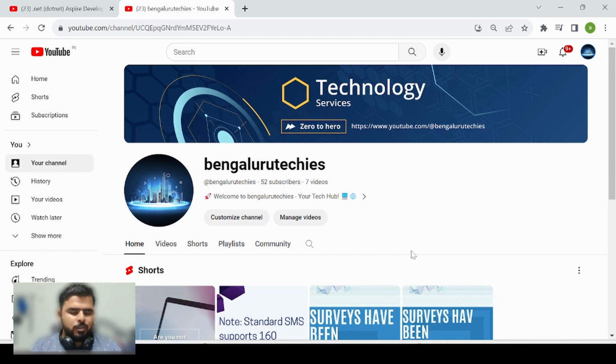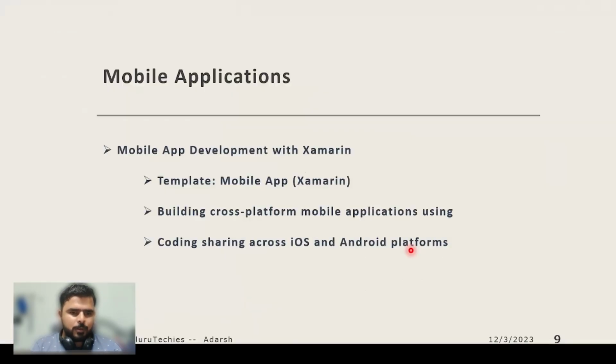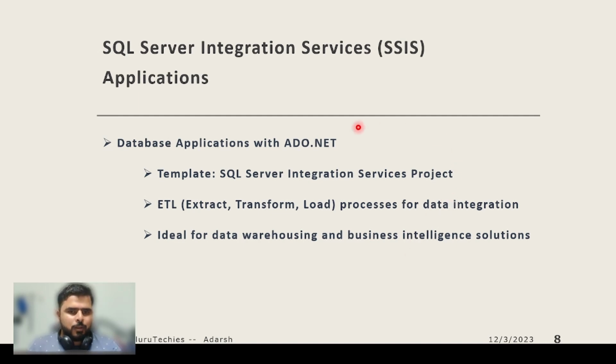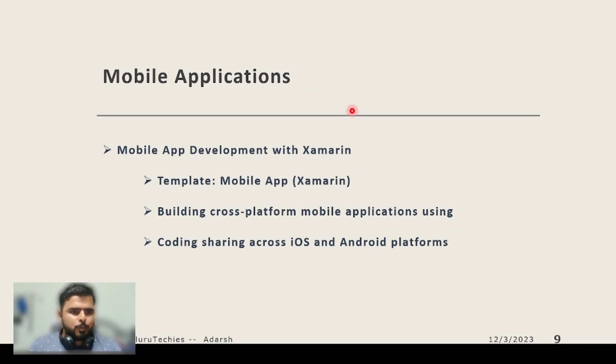In this part 2, we'll be continuing on exploring the capabilities of .NET and how this can help us to increase our productivity. Let's switch to our presentation and continue from the point where we had left. In our part 1, we had gone through till SSAS and understood how this SSAS can help us in the data integration projects. Now move on to the next application type which .NET offers us, that is mobile application.